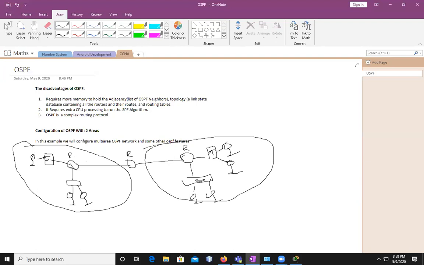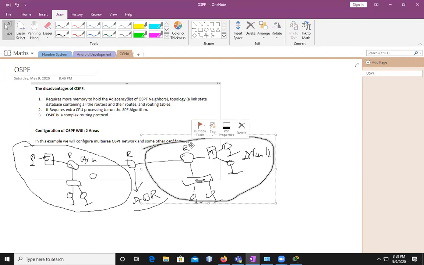Suppose that this is area 0, and this is area 1. Now this router is the ABR, area border router. This is the topology that we have to configure, and we have to move ahead with it.